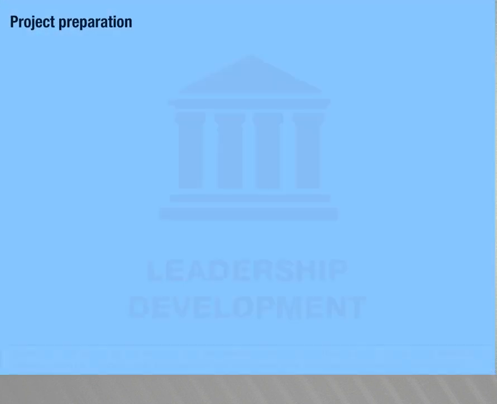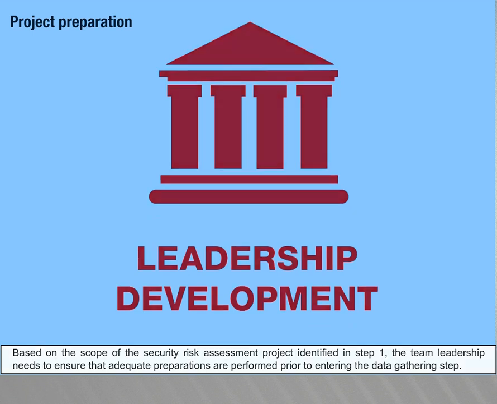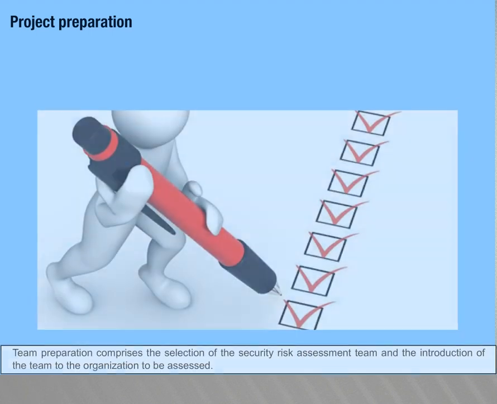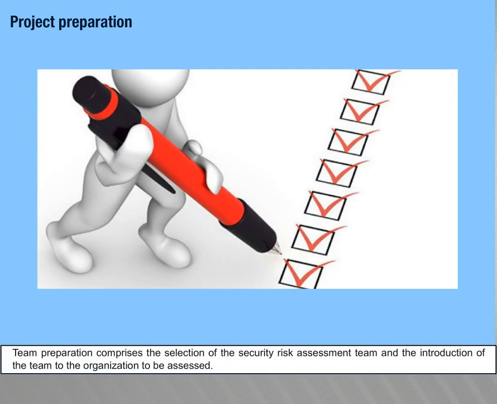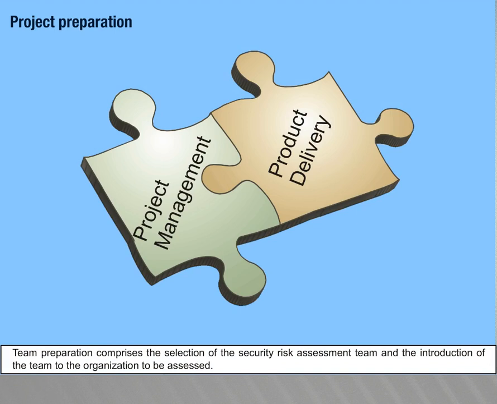Project preparation. Based on the scope of the security risk assessment project identified in Step 1, the team leadership needs to ensure that adequate preparations are performed prior to entering the data gathering step. Preparation includes team preparation and project preparation. Team preparation comprises the selection of the security risk assessment team and the introduction of the team to the organization to be assessed.